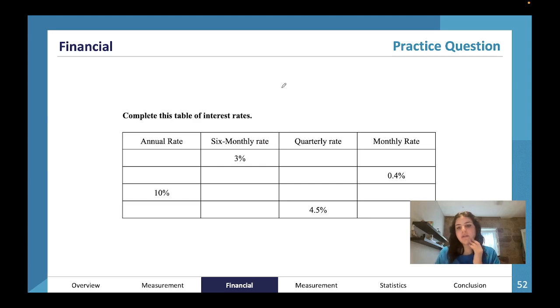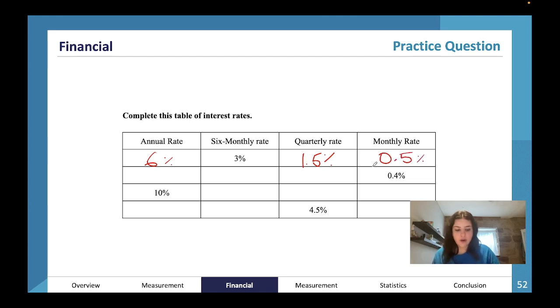All right, we now have a table of interest rates we're going to complete. We've been given one interest rate for each of them, so we're going to work down from our first piece of information. If the 6 monthly rate is 3%, we can assume that the annual rate would have to be double that, 6%. If the annual rate is 6% and we want quarters, we're going to divide by 4. 6 divided by 4 is going to be 1.5%. And if we want the monthly rate, we're going to divide 6 by 12, which gives us 0.5%.